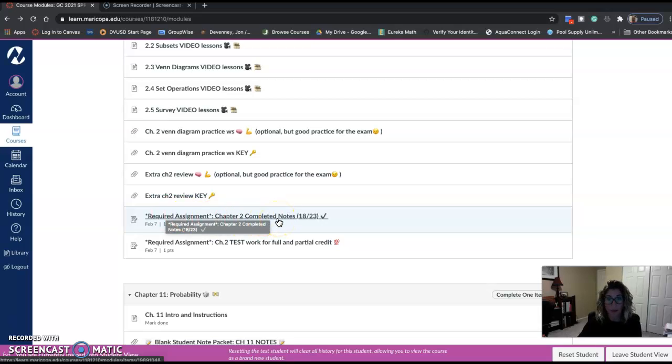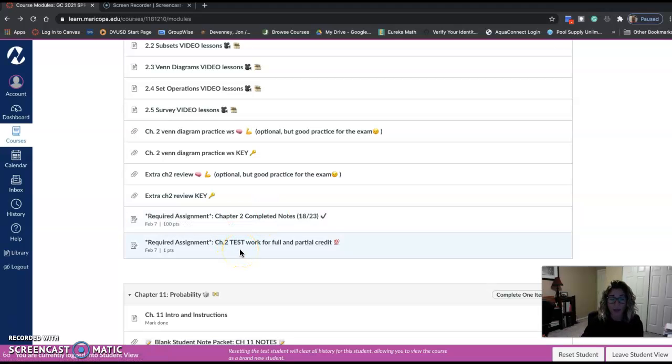You need to make sure that you take a scan or a picture of each page into one document, making sure that it's clear, making sure that all of your pages are there, making sure all of your work is shown for every single example, and that it's in one document and you submit it here for credit.